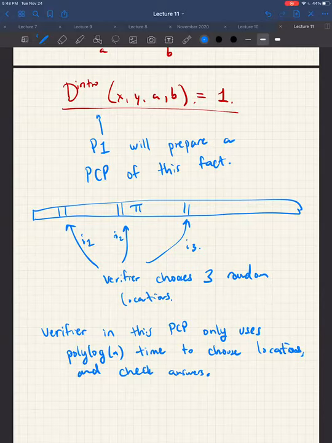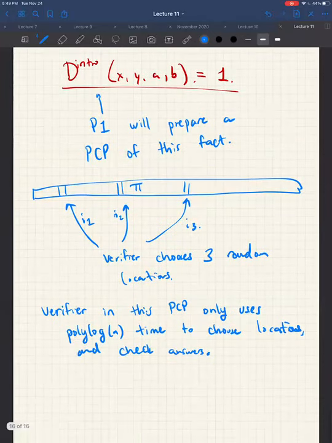Okay, so that's the really high level. There's like a ton of technicalities that I'm sweeping under the rug. For one, I said that P1 will prepare this long string that the verifier won't read in its entirety. Actually, that's technically not legal, we can't assume that. So not only does the complexity of this decision process have to be polylog n, but we also have to insist that all the answers are only polylog n bits long. So there's extra stuff that we have to do to make sure that this works, but let's not get into it.